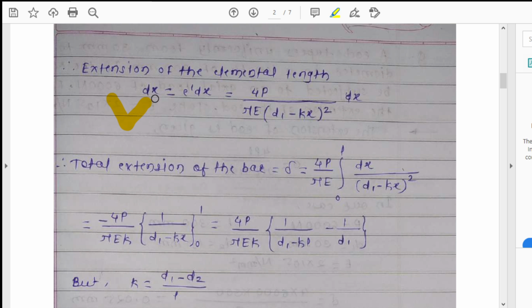that means dx. Now dx equals e dash into dx. Okay, here we are simply calculating the derivative of that extension. We have calculated the strain value, so derive that strain value and find out the extension for the elemental length. Now, by using the extension of the elemental length we can find out the total extension of the bar.